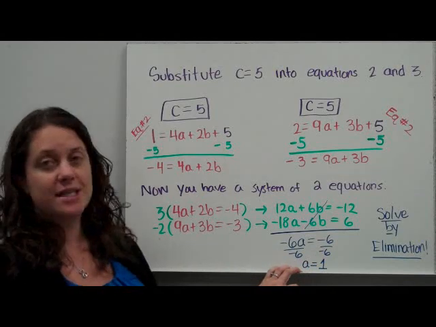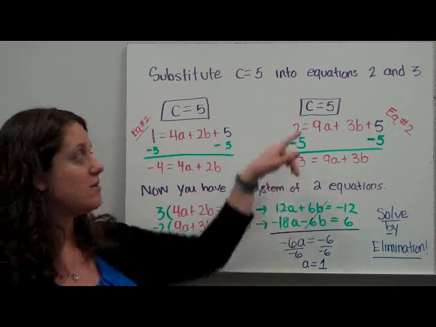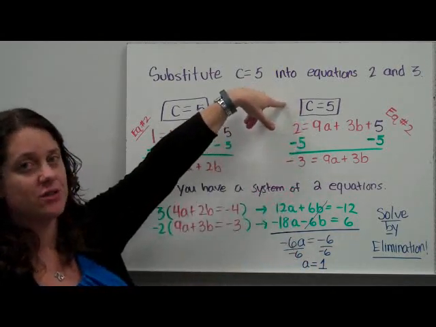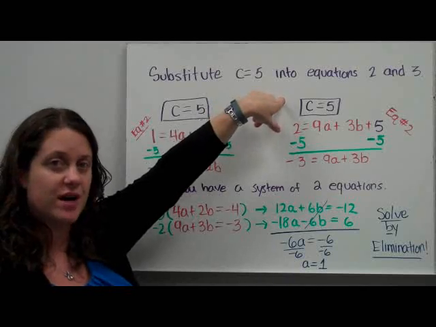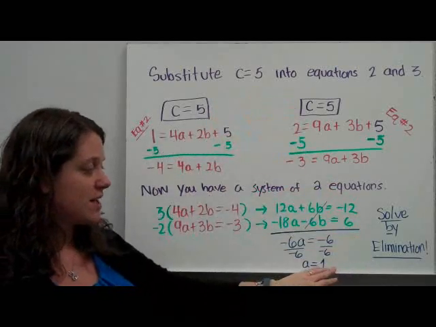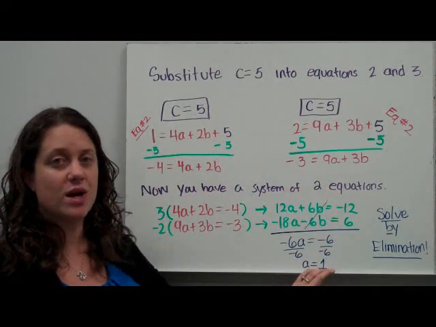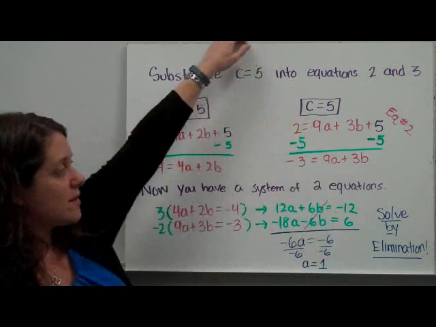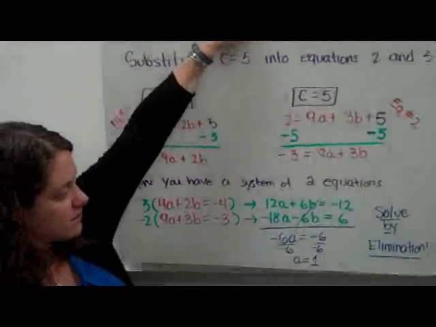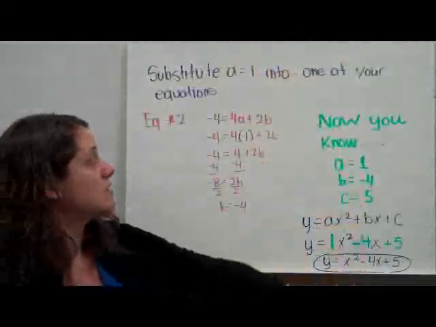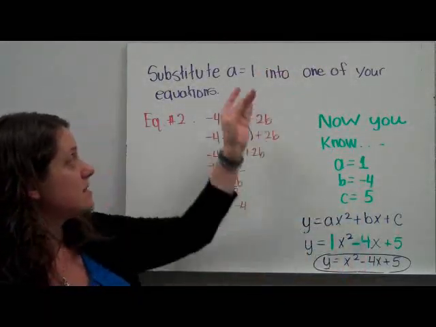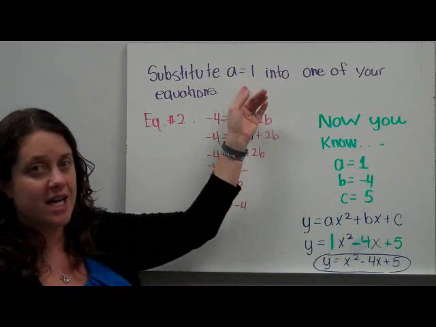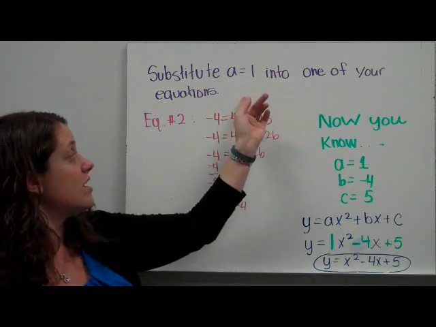Since I had the y-intercept, I knew right away that c equals 5, because one of the equations turned into c equals 5. Now I've used elimination to find out that a equals 1. So what am I missing? b. How am I going to get b? Well, I'm going to plug it in, of course. The next step is to substitute what I got, a equals 1, into one of my equations.